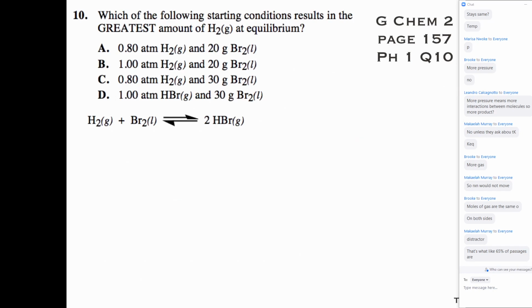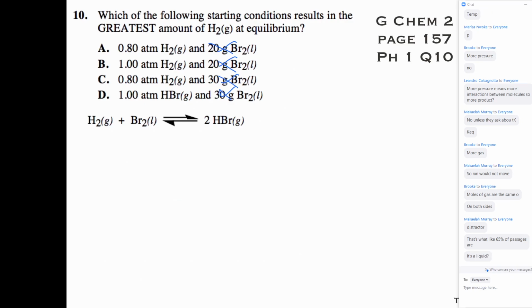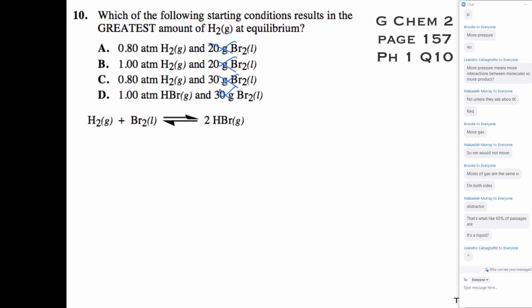Okay, this one is just flat out a trick question. Which of the following starting conditions results in the greatest amount of H2 at equilibrium? So what I want to do is I'm going to put everything in here and say, I don't care, I don't care, I don't care, I don't care. Why do I not care about the Br2? It's a liquid. Liquids don't impact that equilibrium, only the gas does.